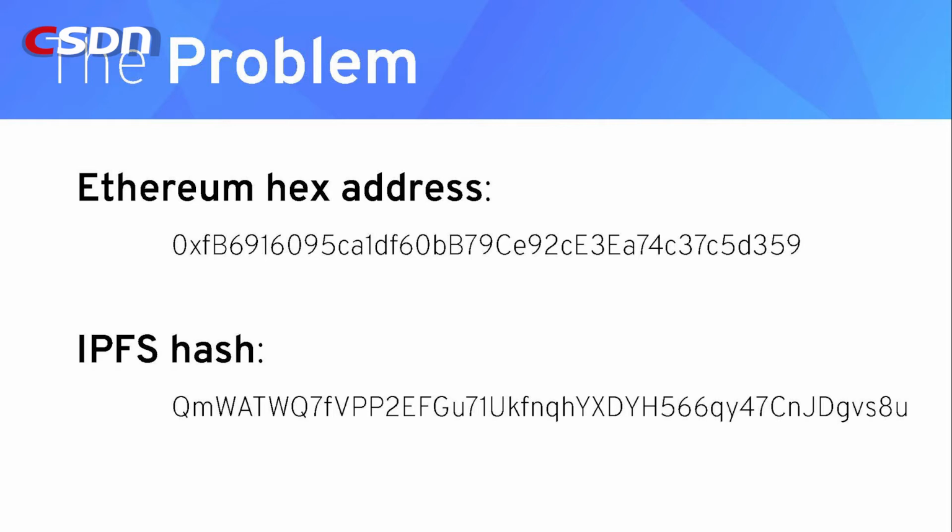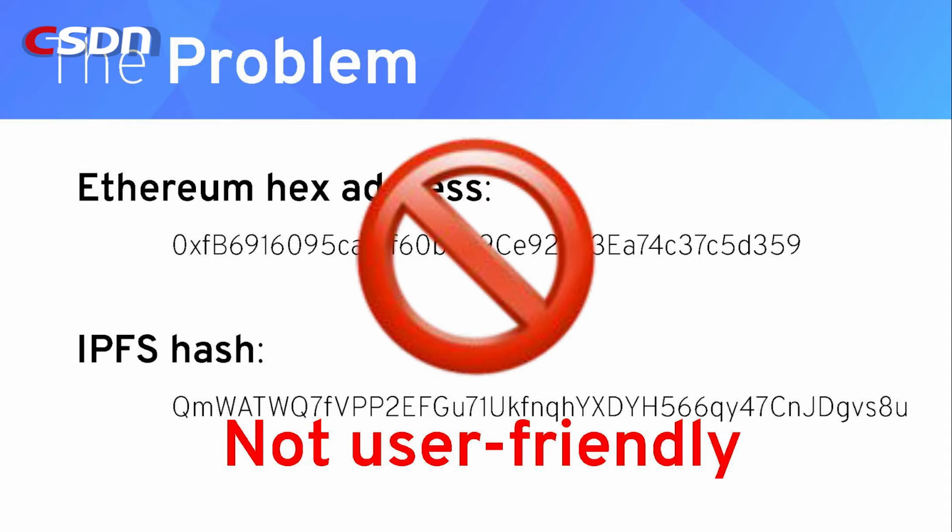And just to show it's not just a blockchain problem, actually, this is what an IPFS hash looks like. IPFS is the InterPlanetary File System. It's a peer-to-peer file system that jives well with what the blockchain world is trying to accomplish. And the problem is that these things are not user-friendly.